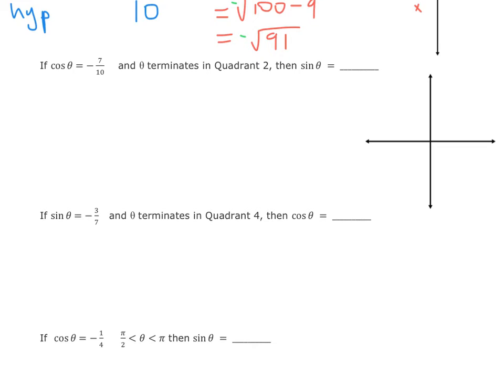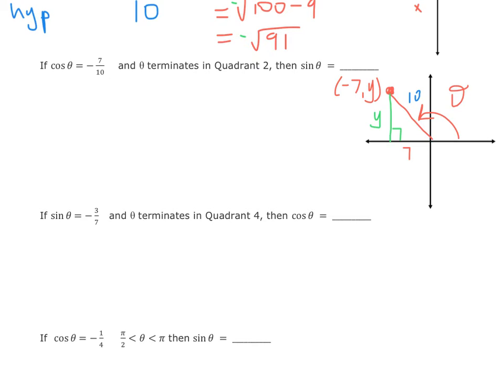This time we have cosine equals negative 7/10, and theta terminates in quadrant 2. So we can sketch that angle like this. There is theta. The point that corresponds to it, this time we know the x value. The x value is negative 7, and what we don't know is the y. Dropping down the side, we get our right triangle. So this value is y, that's what we don't know, but we know that the other side has length 7, and we know that the hypotenuse is 10.